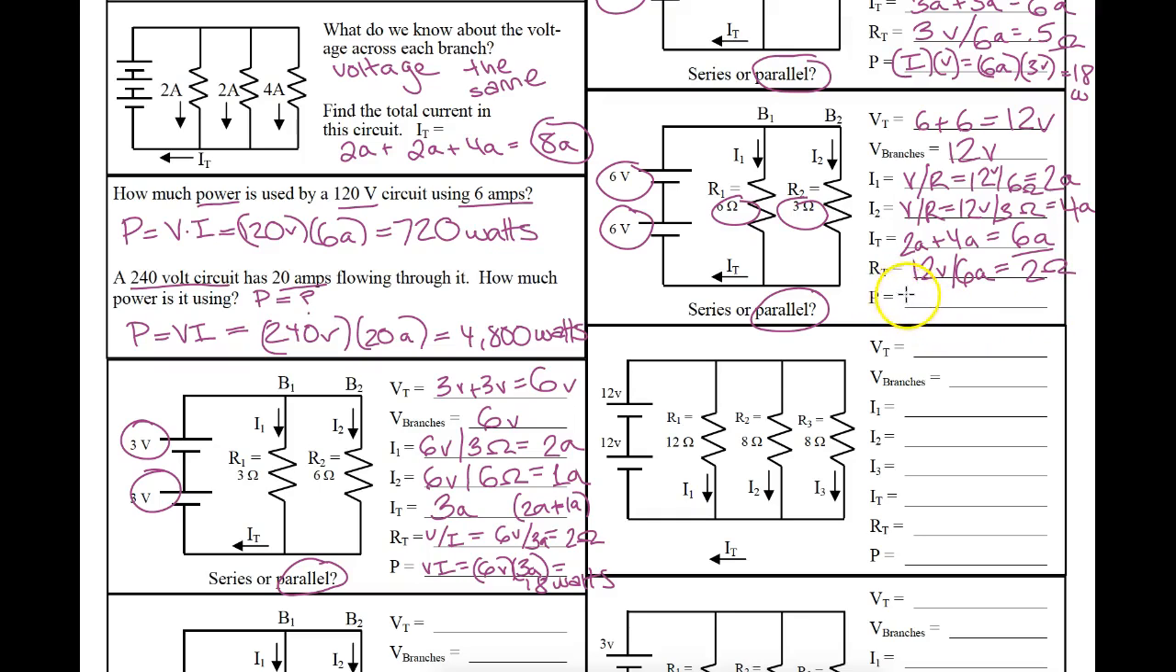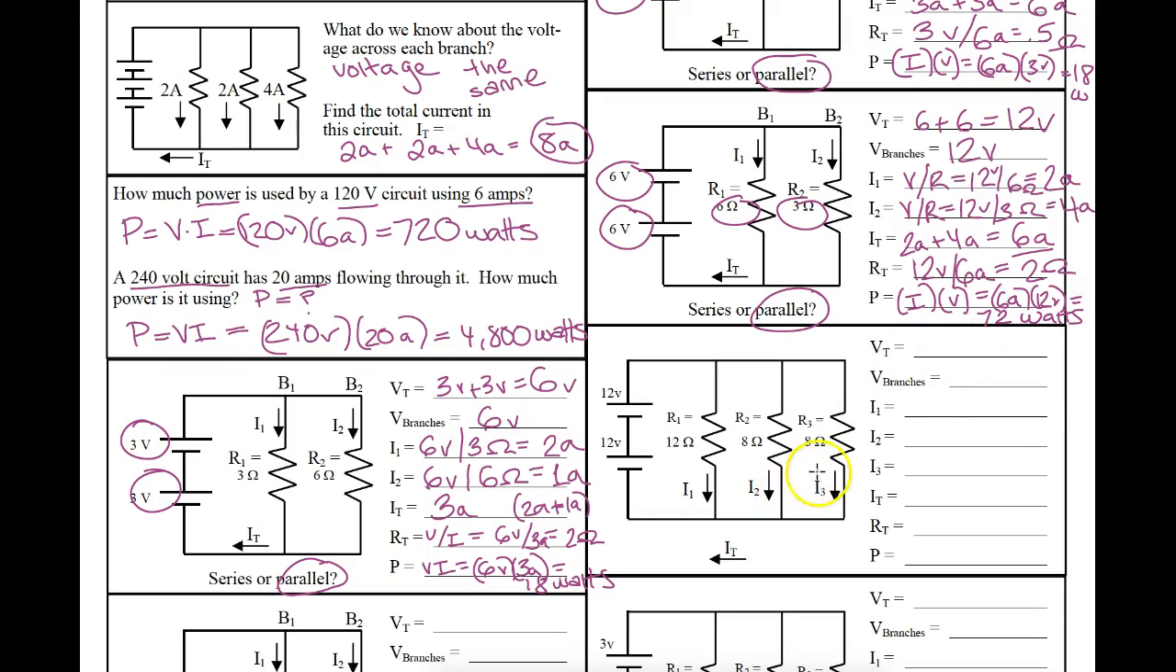And then finally, again, we're going to figure out the power throughout this particular parallel circuit. And it is your total current times your voltage, which is 6 amps times 12 volts equals 72 watts.